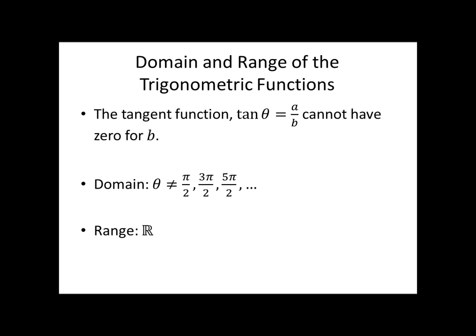Our range, well, actually, it's kind of the opposite. There's no limitations on what we can plug into sine and cosine, but very limited on what we can get out. Here, we're somewhat limited on what we can put in, but we will get out any real number. We can get out negative numbers, we can get out positive numbers, we can get out 0. So our range is all real numbers.